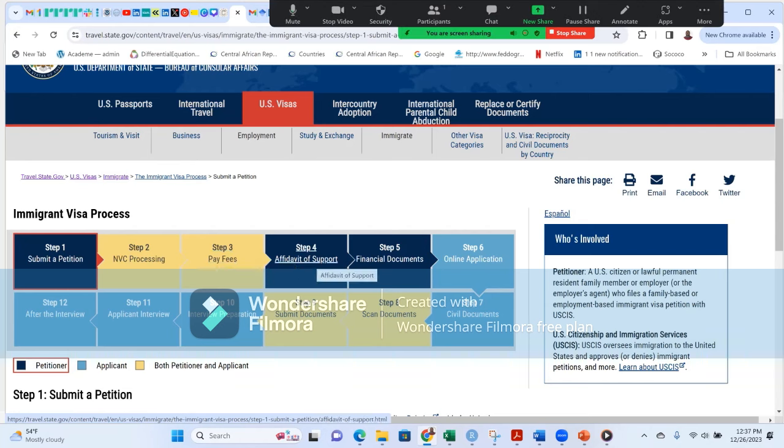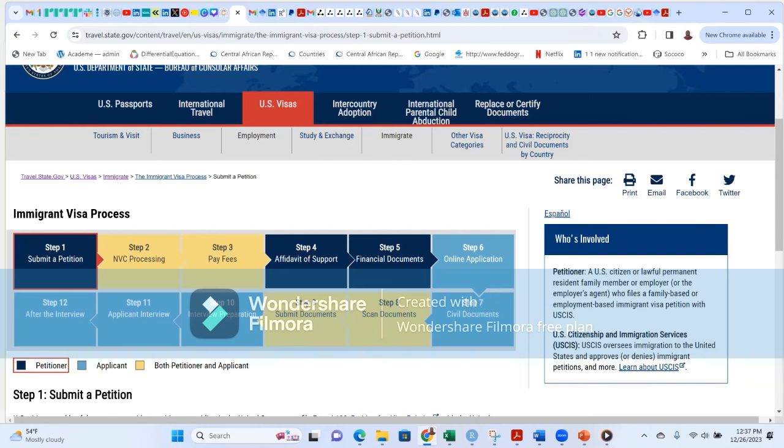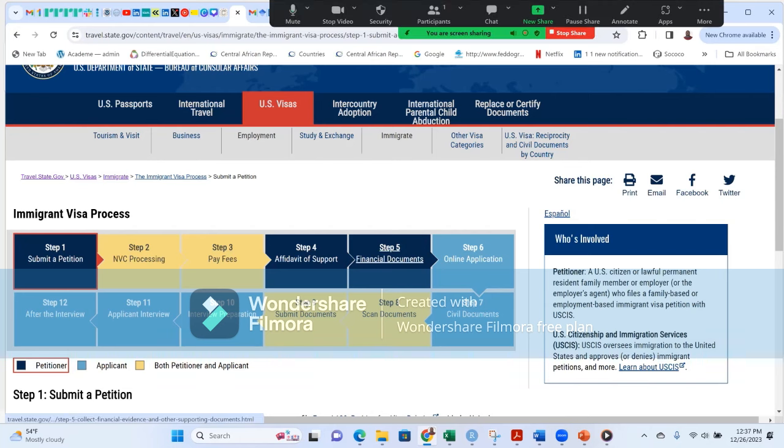Affidavits of support. We don't need affidavits of support in our own case. We don't need financial documents in our own case. That is, for those of us filing for EB2, the employment-based green card, we don't need affidavits of support. We don't need financial documents for us to get in.